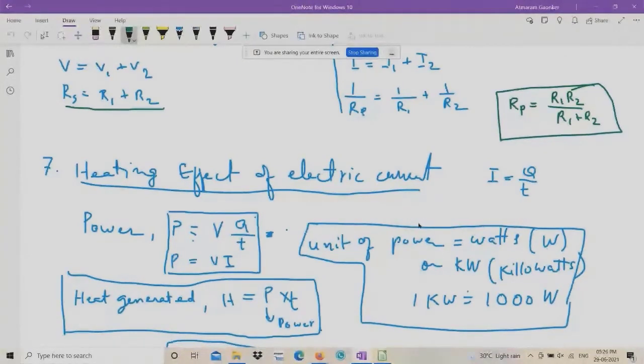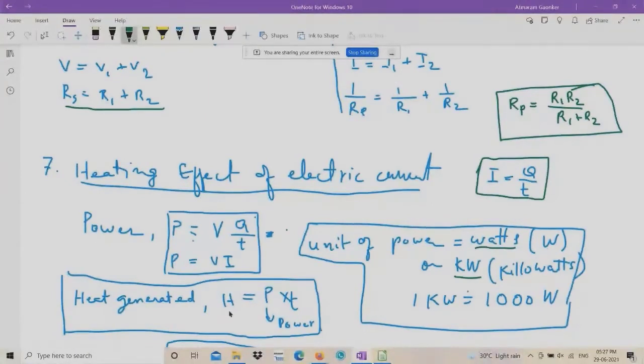So heat is produced when the current is flowing, and we have got one formula as I is equal to Q upon T. This is the first formula we have seen, and the formula for power is equal to V into I, voltage into current. You have to remember this, and current is Q upon T. So power is also given as V into Q upon T. This formula you have to remember. And what is the unit for power? Unit for power is watts. You have to remember this. Unit for power is watts, and the higher unit is kilowatt, and 1 kilowatt is equal to 1000 watts.